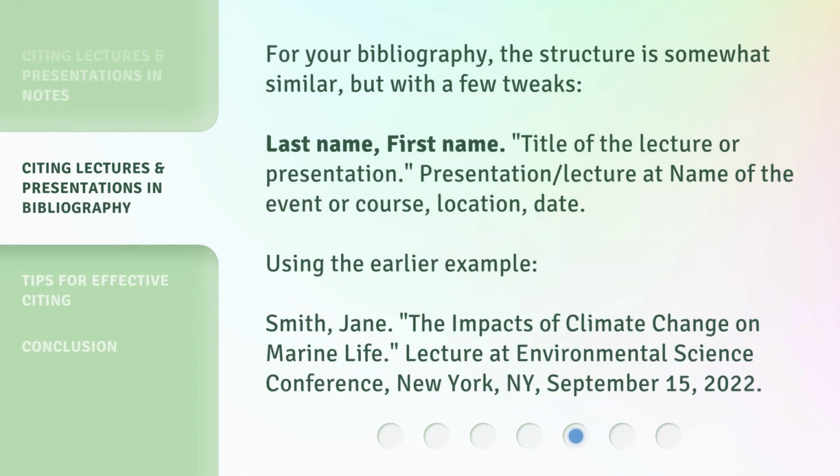For your bibliography, the structure is somewhat similar, but with a few tweaks. Last name, first name, title of the lecture or presentation, lecture at name of the event or course, location, date. Using the earlier example, Smith, Jane, The Impacts of Climate Change on Marine Life, lecture at Environmental Science Conference, New York, New York, September 15, 2022.